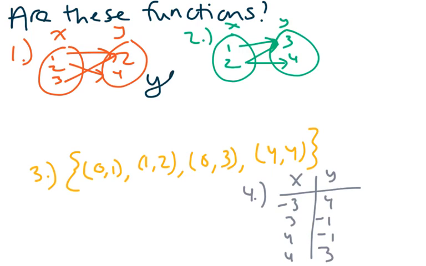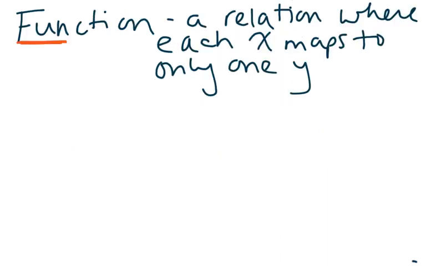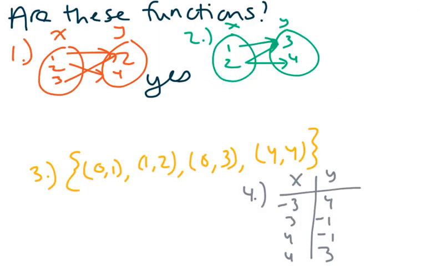This one, though, the 1 only goes to the 3, but the 2 actually maps to 2 different y's. Remember the definition: x maps to only one y, and if you look at this x, it's mapping to 2 different y's. Now, I do have a little analogy that you can use to keep these straight.